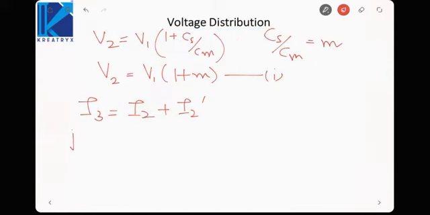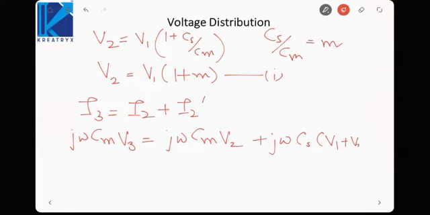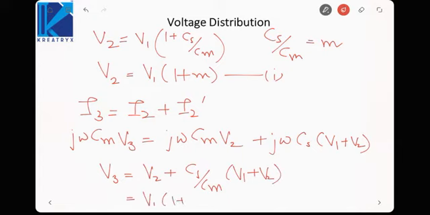So I3 is j omega Cm into V3. I2 is j omega Cm into V2. I2 dash is j omega Cs into (V1 plus V2). So V3 will be V2 plus Cs by Cm into (V1 plus V2). Now V2 can be written as V1 into (1 plus M). Cs by Cm is M.